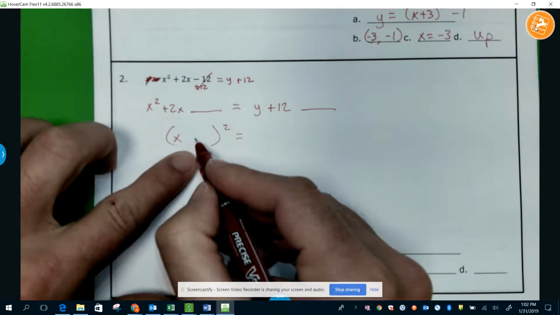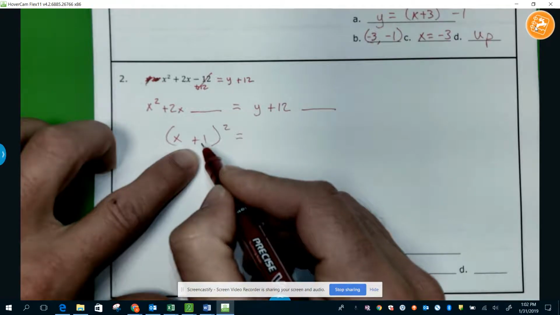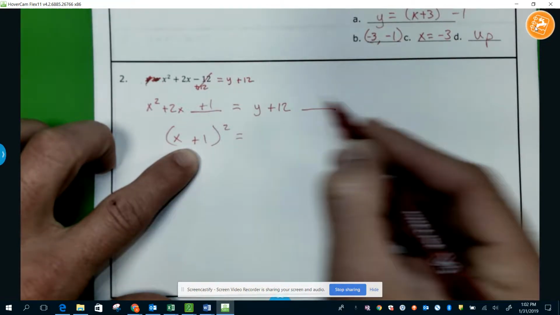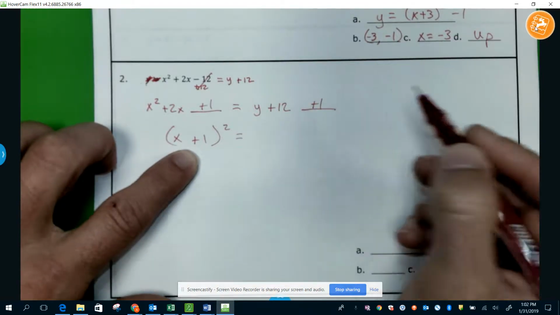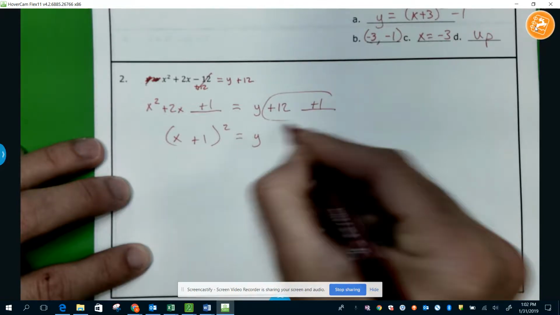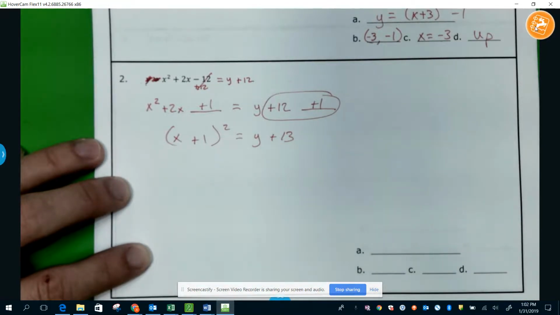So half of 2 is positive 1, but that's not what goes in the blank. I need to take that positive 1 and I need to square it. So 1 squared, 1 times 1, is still 1. So we put a positive 1 on both sides. So on the right side, I have a y, combine those like terms.